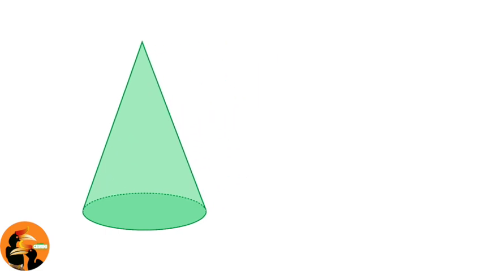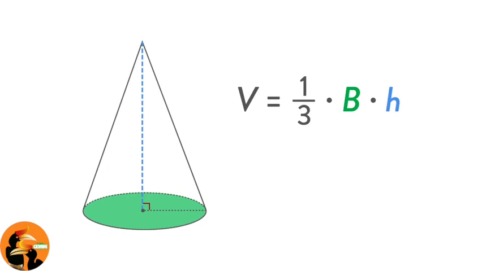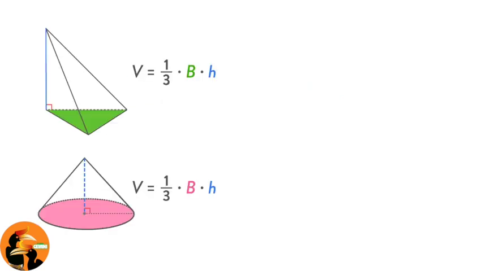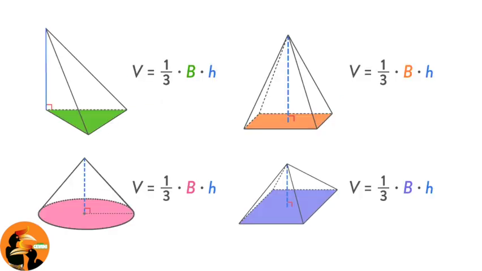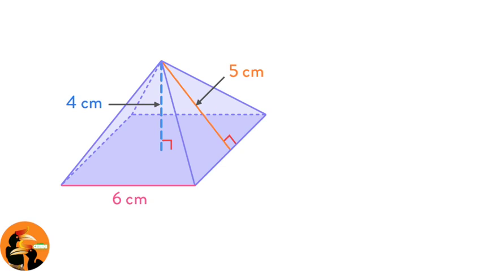And the volume of a pyramid or a cone is equal to 1/3 times the area of the base times the height. The exciting part is this applies to any pyramid or cone. Whether the base is a triangle, circle, rectangle, or square, the volume is 1/3 times the area of the base times the height. Let's give the formula a try and find the volume of this square pyramid.